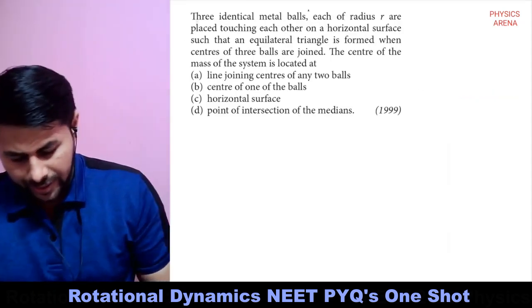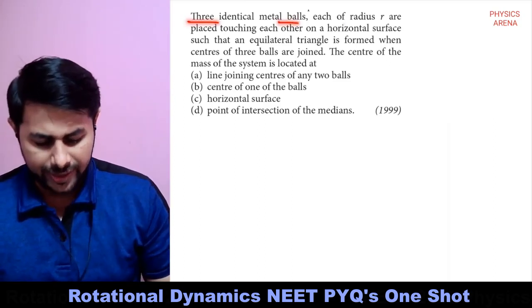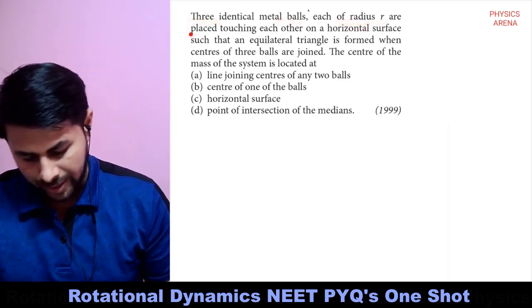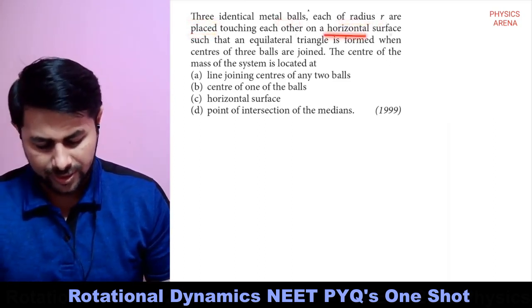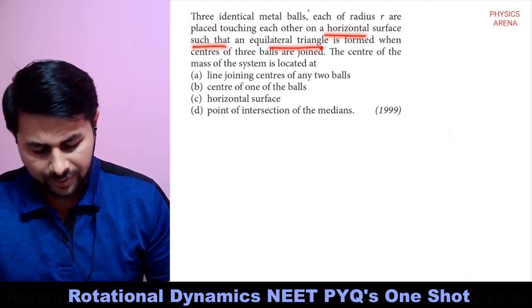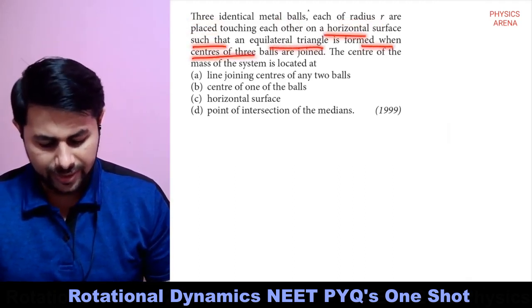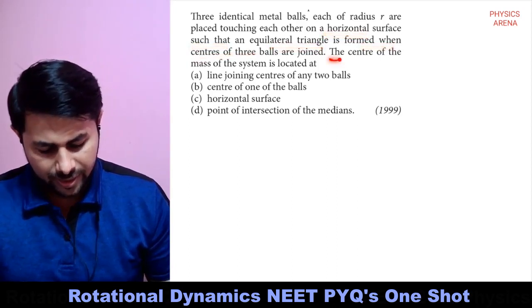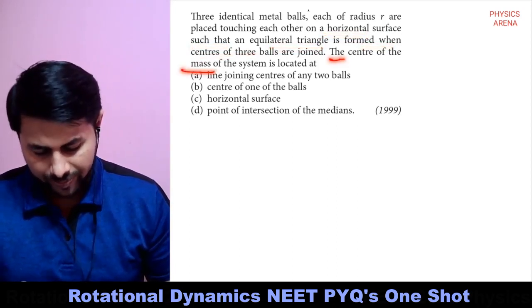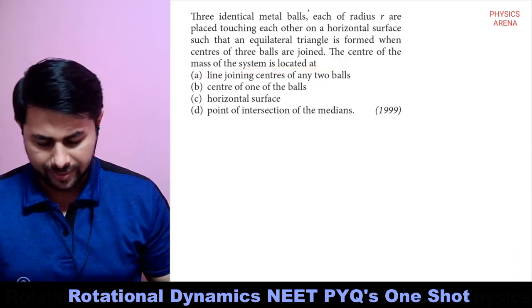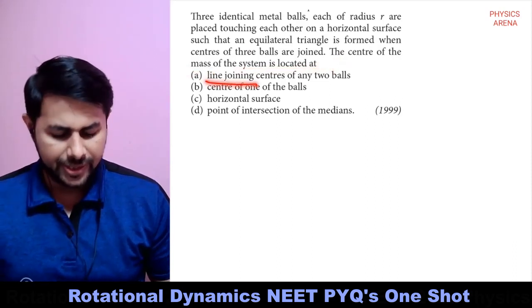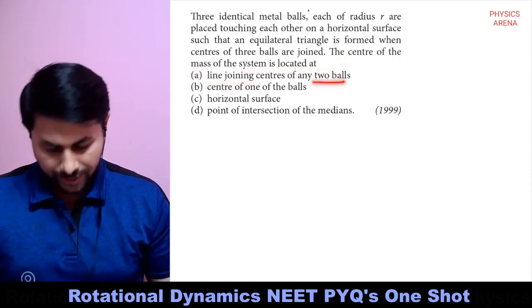Next question. Three identical metal balls, each of radius r, are placed touching each other on a horizontal surface such that an equilateral triangle is formed when centers of three balls are joined. The center of mass of the system is located at, option A, line joining centers of any two balls.